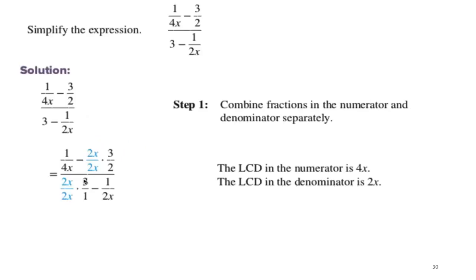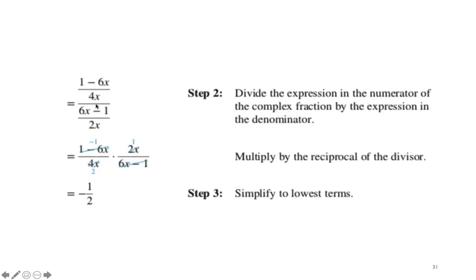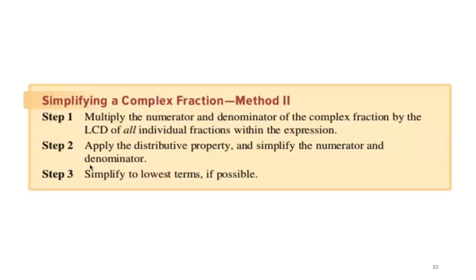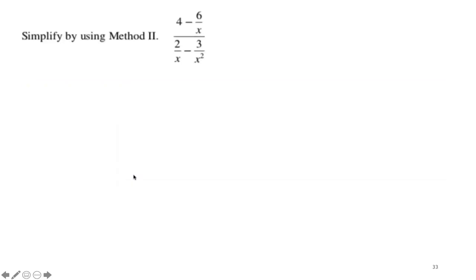So again, this method 1 is essentially combining the top and the bottom separately, and then at the end, when you divide, we're hoping that there's some cancellation. We multiply the reciprocal and then do some cancellation. So that's method 1. Method 2 is to try to clear some fractions by multiplying all the terms by the LCD. So let me show you an example.